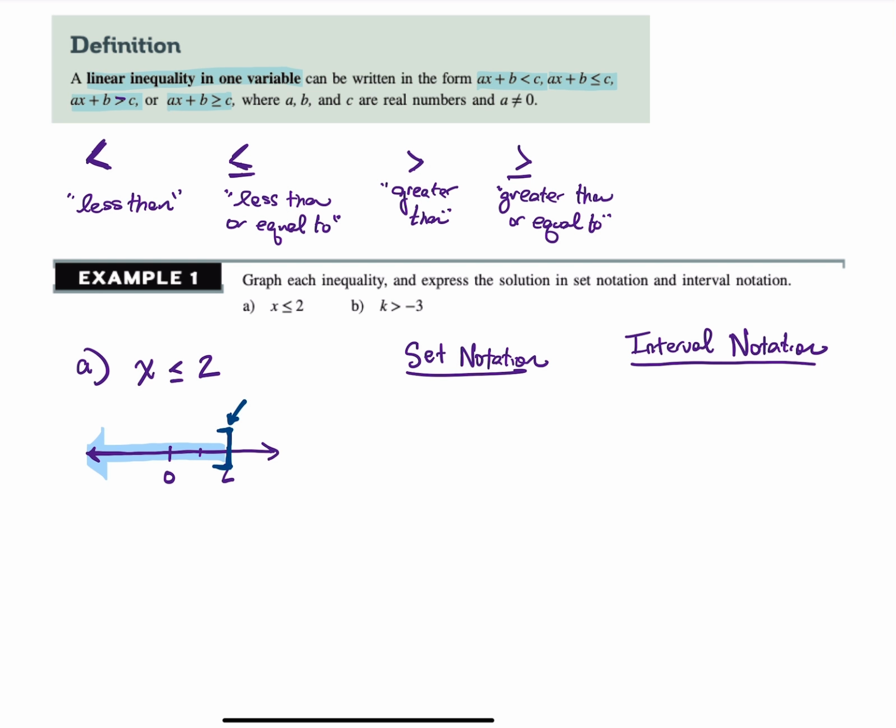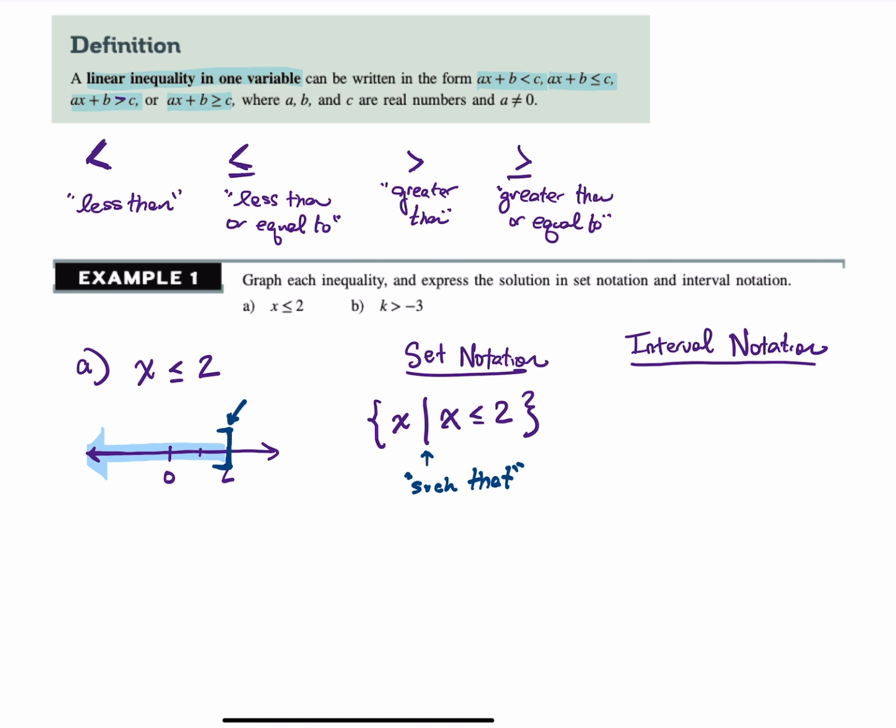So if you remember, set notation uses curly brackets. So I would open up a set and I'm going to say all values x such that x is less than or equal to 2. So just to explain, this vertical line means such that, which just means we're about to define what this x is. So all values of x such that x is less than or equal to 2. And we'll get more practice with this notation.